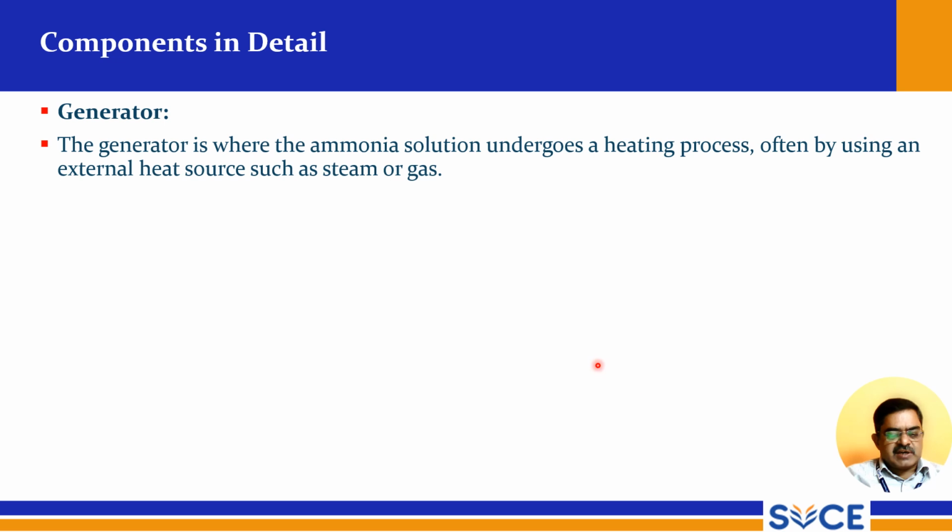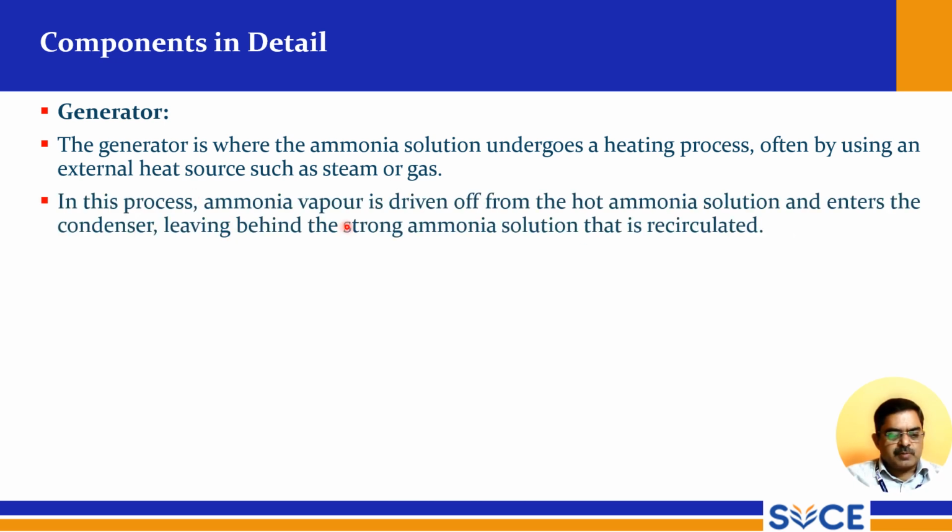Next is the generator. Here the ammonia solution undergoes a heating process, often using an external heat source such as steam or gas. Even an electric coil can be used here. In this process, ammonia vapor is driven off from the hot ammonia solution and enters the condenser, leaving behind the strong ammonia solution that is recirculated.